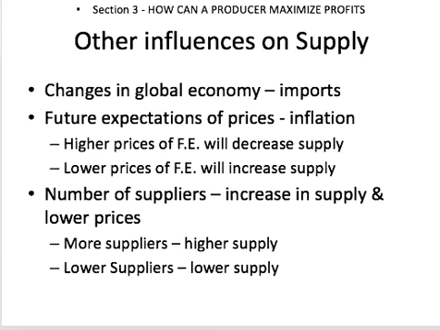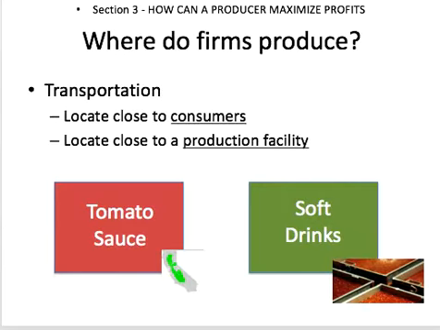Future expectation of prices, just inflation in general. If we know it's going to increase or decrease in the future, that's going to have an impact on how much supply is going to be produced at that time. And then obviously the number of suppliers. The more people you have selling this, the lower the price, meaning less incentive for people to go out and produce products because there's not enough profit in it. So more suppliers, higher supply; fewer suppliers, lower supply. So it all works together. These are all influences that really can have an impact on this.